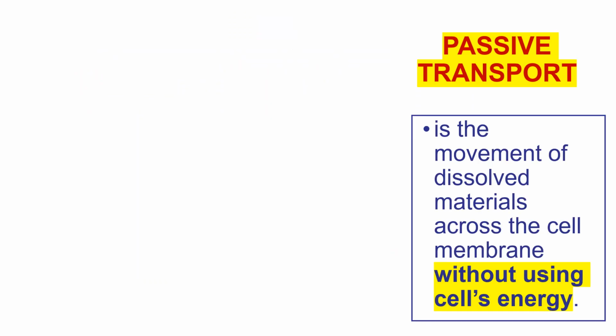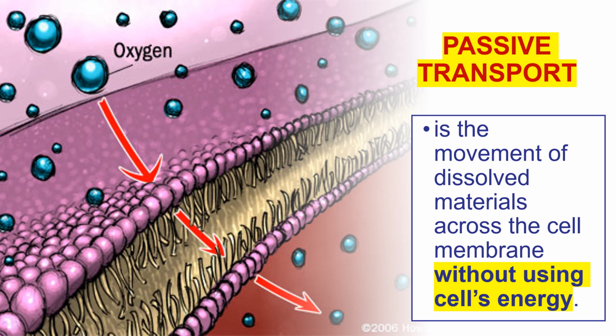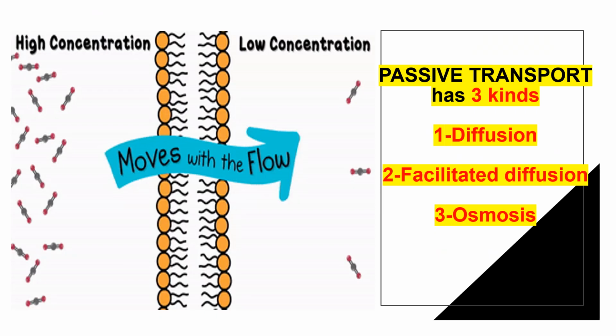Passive transport is the movement of dissolved materials across the cell membrane without using the cell's energy. For example, oxygen can move easily, and this is a kind of passive transport. Passive transport has three kinds: diffusion, facilitated diffusion, and osmosis.